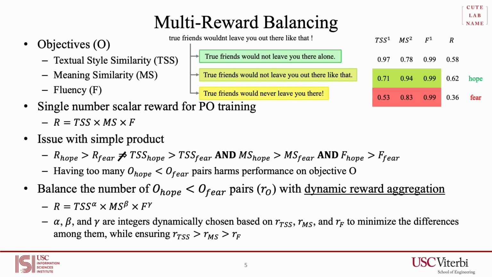So we're going to use a dynamic reward aggregation when we choose our hope and fear pairs. What that means is we're going to choose an integer exponent for each of our sub-rewards, our sub-objectives, and we're going to choose those so that we minimize the number of upside-down hope and fear pairs before we do the optimization. If we have to break ties, we're going to make sure that we have fewer inverted items for style similarity, before meaning similarity, before fluency.